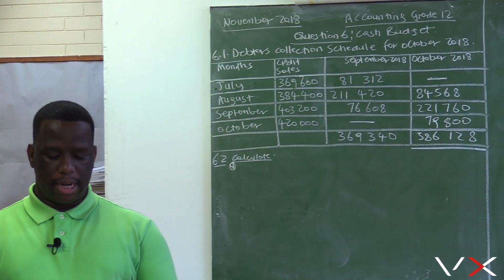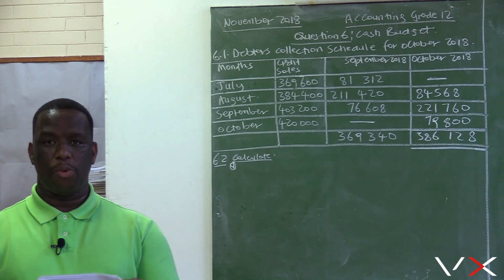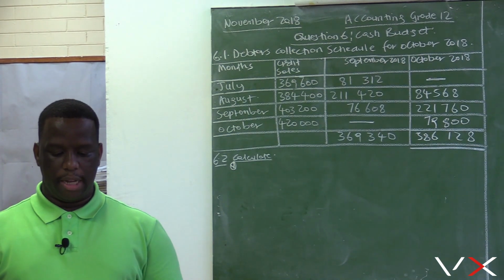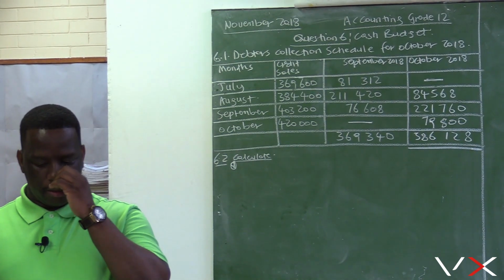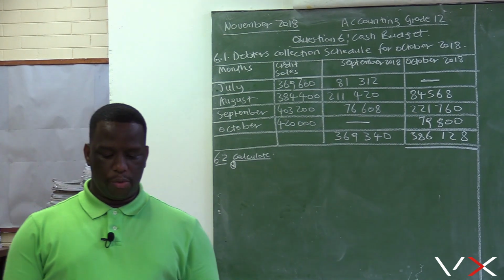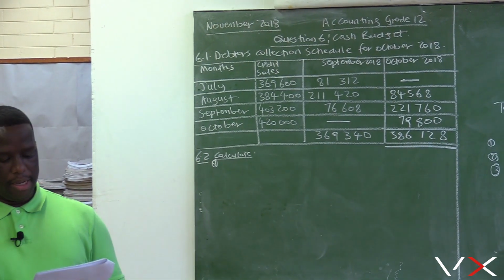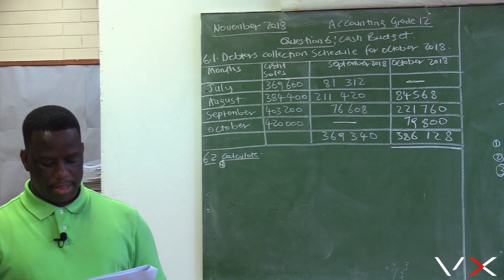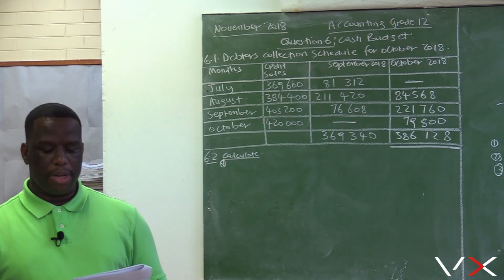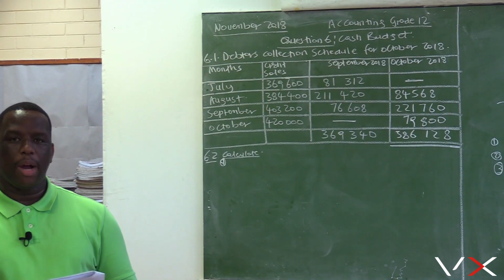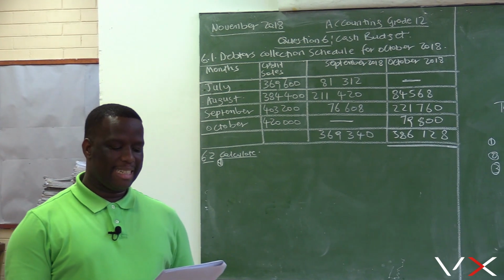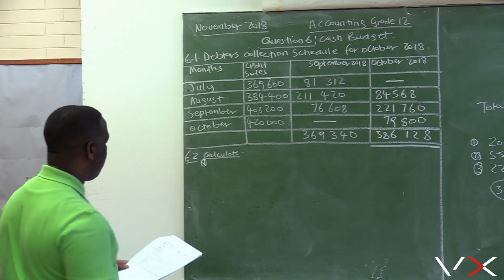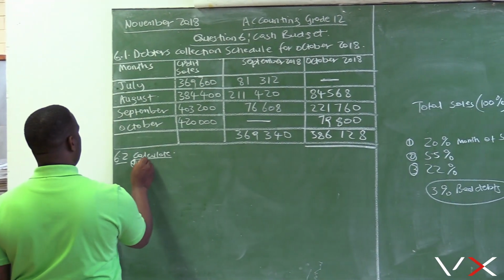Right, there is an extract on page 21 of your question paper, and this is the extract from the cash budget for September and October. You have the receipts there and also the payments. And if you look at Roman figure 1, what we are required to calculate there is cash sales for September.